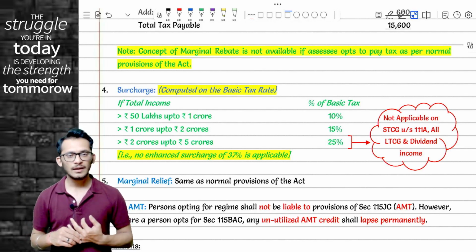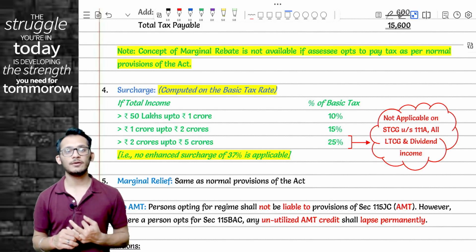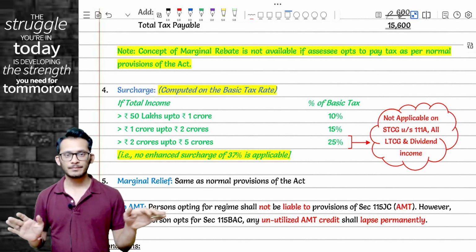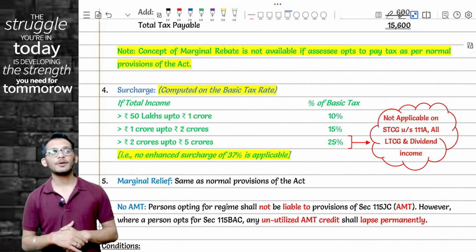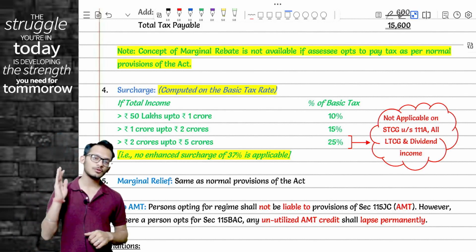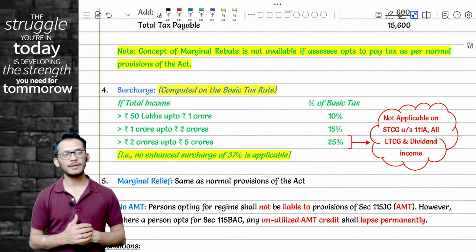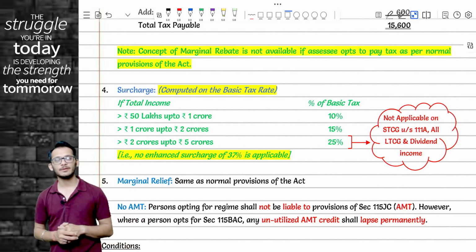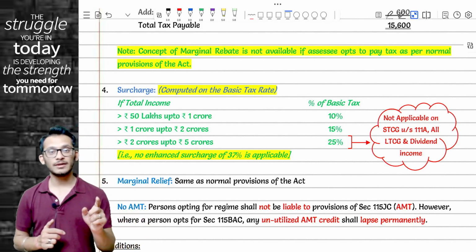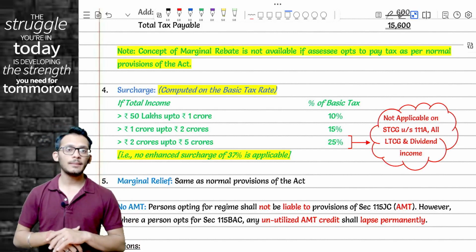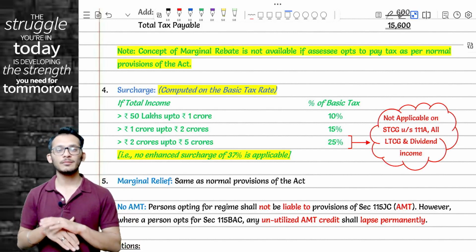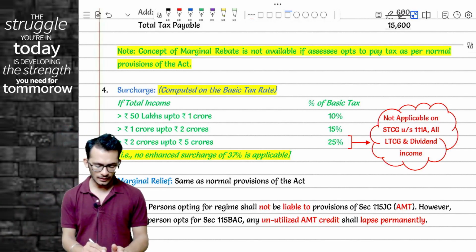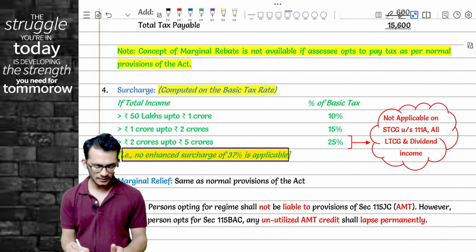Yes or no? Yes. Income tax now says that if you are under default regime, or section 115BAC, 37% has been scrapped. Meaning if you are a rich person having an income more than 2 crores, then only 25% will apply to you. Nothing beyond 25% will apply. There is no introduction of 37%. Under an alternate regime, you will have to pay surcharge of 37% also if the income is beyond 5 crores. But if it is a default regime, above 2 crores comes 25%, and that's it. You will not have any 37%. Please keep this in mind. No enhanced surcharge of 37% is applicable.